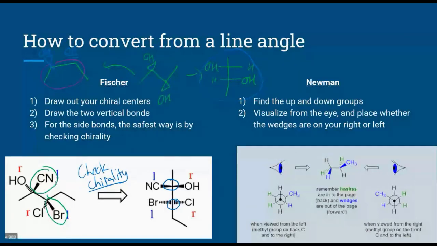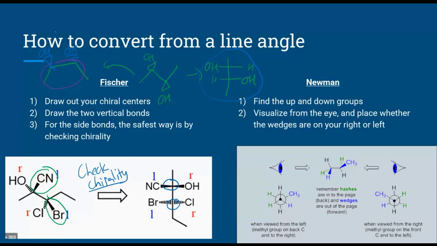Why did the BR, for instance, change from the little triangle to the dash later? Why did it change from a wedge to a dash?